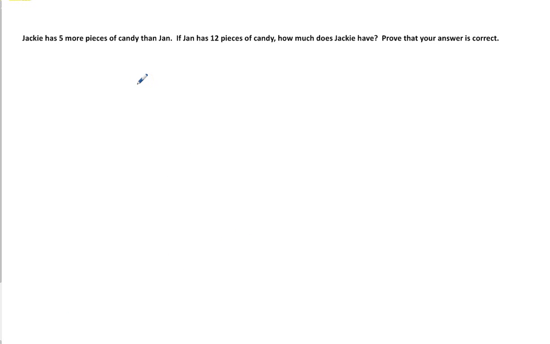Jackie has 5 more pieces of candy than Jan. If Jan has 12 pieces of candy, how many does Jackie have? Well, in this case, in order to prove our answer is correct, we have to write our equation and solve it. Jackie has 5 more pieces than Jan. So Jackie actually has more than Jan. So we would do 12 plus 5 to show Jackie's amount, correct? So then we know that Jan had 12. So again, we set up our equation. If I added 5 to get to my solution, that means I added 5 on the other side of the equal sign. With addition of 5, which means I had to subtract 5. So we'd have j minus 5 equals 12 as our equation.